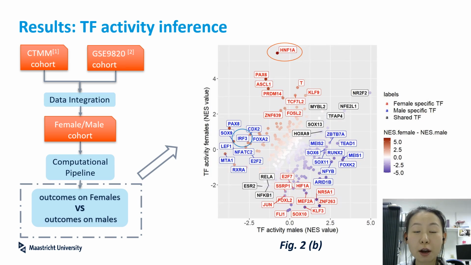From the result of TF activity inference, we identified 20 female and 20 male-specific transcription factors, as well as 9 sex-independent transcription factors with statistical significance, according to the difference between NES of transcription factors on female and male cohort. For example, HNF1A is significantly activated on female subjects but not on males, but IRF3 is inhibited as a male-specific transcription factor.